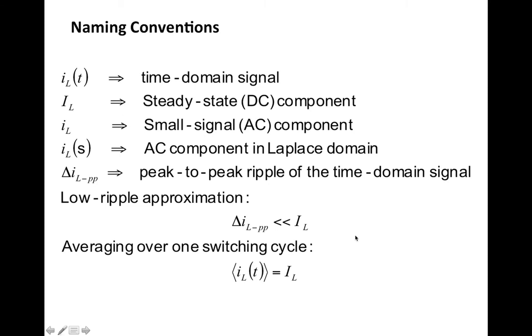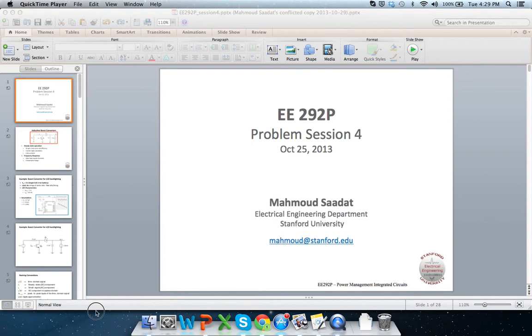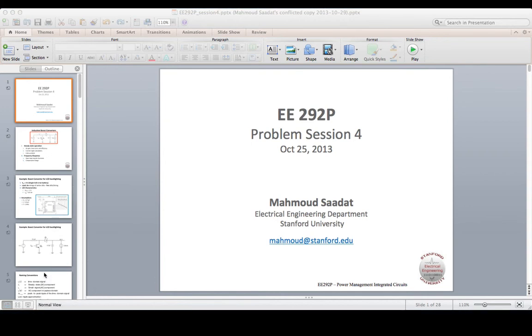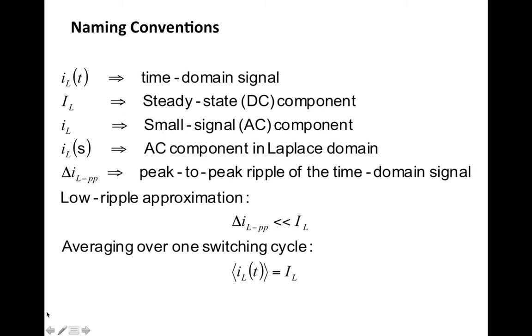Before going through the different parts of this example, let's quickly review our naming convention. I use a lowercase i_L of t to show the time domain inductor current in this case. This can be applied to any other voltages and currents in my circuit. Capital I_L denotes the DC component of the inductor. Lowercase, we use that for a small signal. And when we have s in parentheses, this means the AC component in Laplace domain.